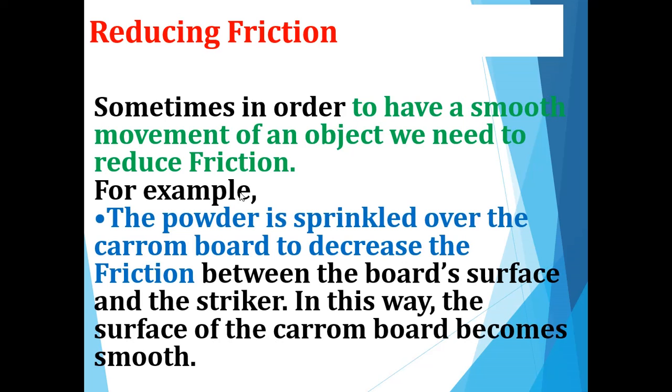For example, powder is sprinkled over the carom board. You know the carom board, yes? The carom board surface should be smooth. If we are hitting the carom using the striker, it should go and hit the hole, and you should get the points. So in order to make the carom board surface smooth, we sprinkle the powder.